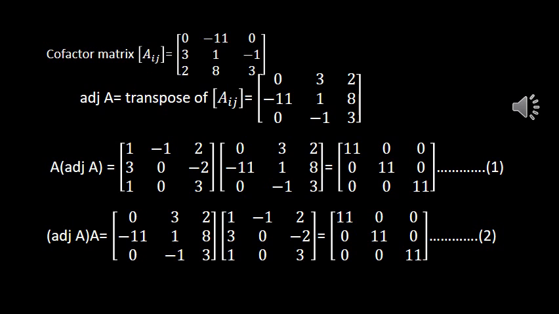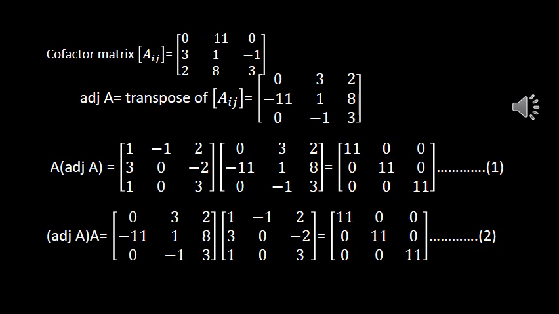Now let's find adjoint A, that is the transpose of this cofactor matrix. So columns will be changed to rows. You'll be getting 0, 3, 2 row-wise. Second row: negative 11, 1, 8. Third row: 0, negative 1, 3.